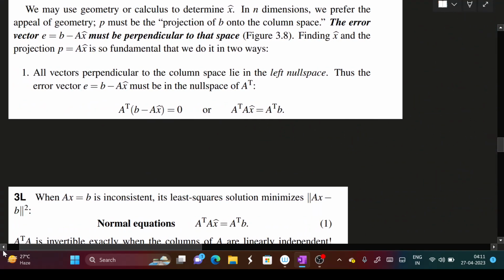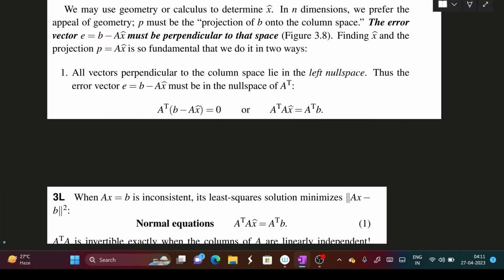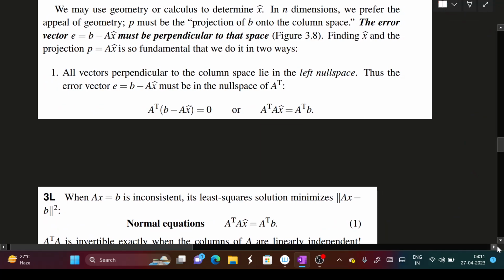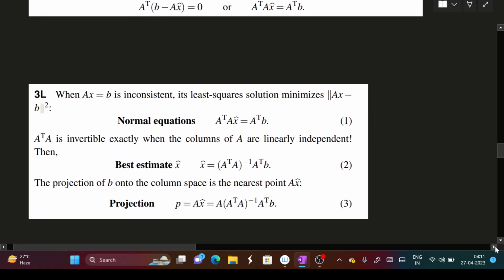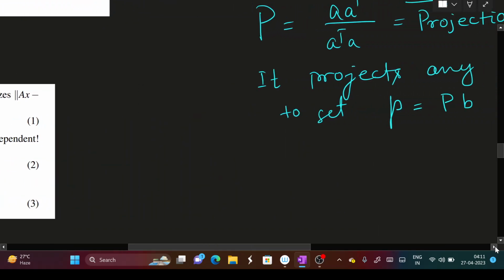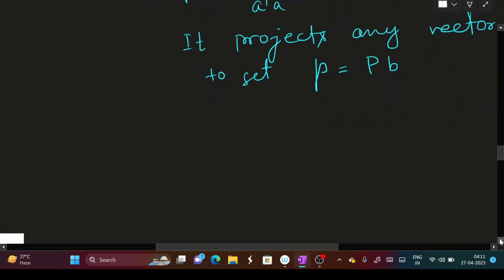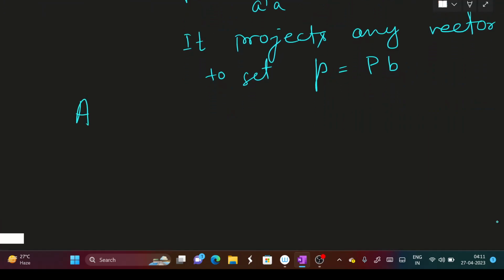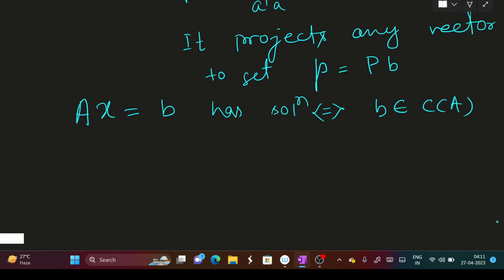Next is, all these things we have done in the previous video to some extent. So now we will extend it to a system of equation. There only one vector we have considered. Okay, suppose I have a matrix equation AX is equal to B. It has solution if and only if B belongs to C of A. If B does not belong to C of A, then it has no solution.